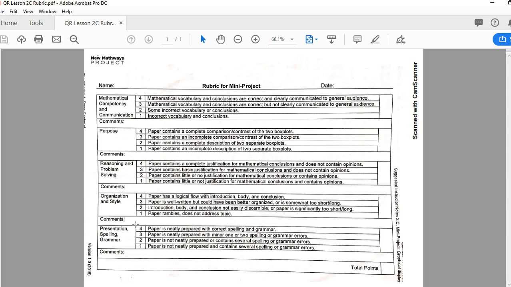This concludes Lesson 2C. Go back and look at your syllabus to see if you have more to do for this week, or if this concludes your work for this week.